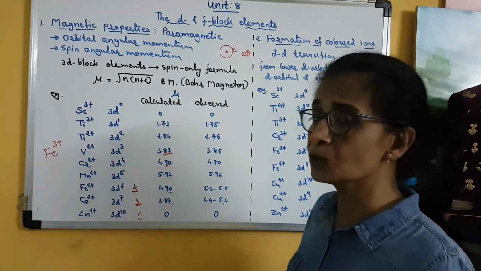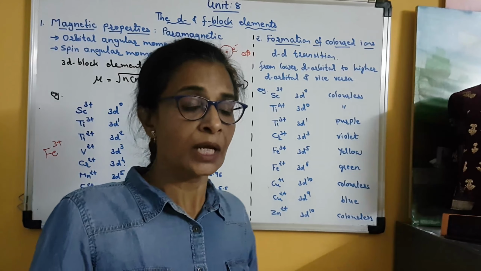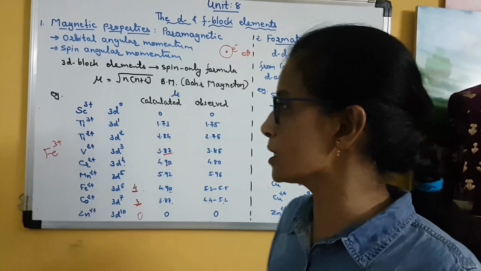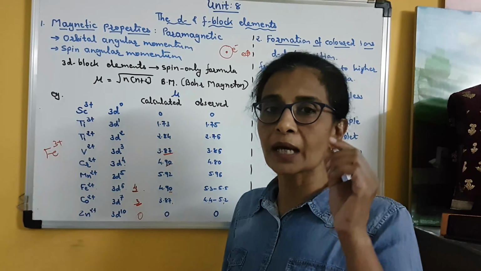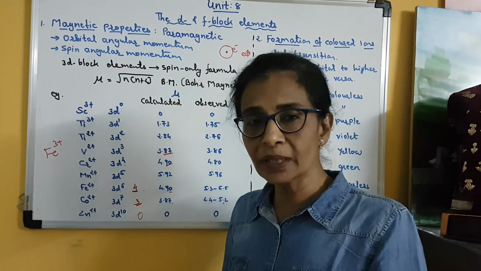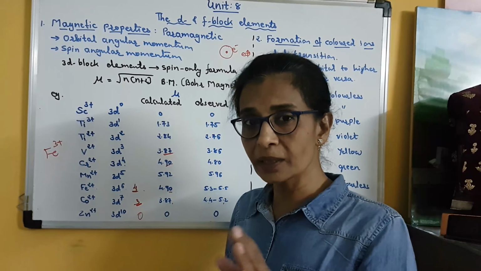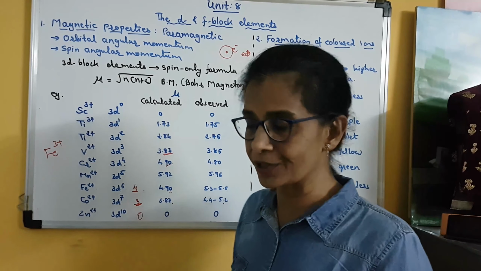So for this particular type of question, MCQs, the important thing is you should know the atomic number and the electron configuration of all the elements of the 3d transition series. 4d, 5d, if you don't remember, it's okay. But for the 3d block elements, you must remember the elements, their atomic number and their electron configuration.